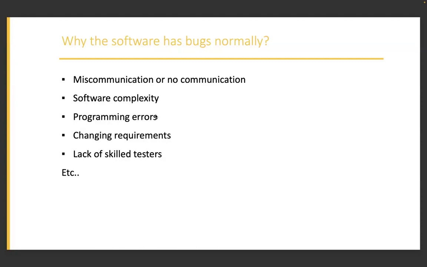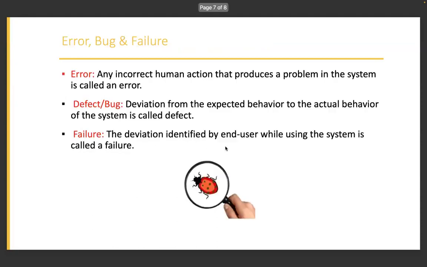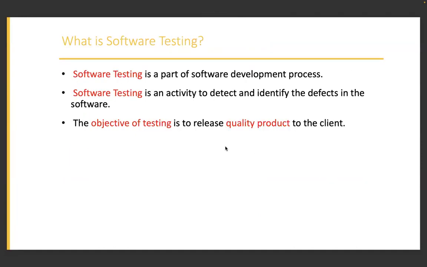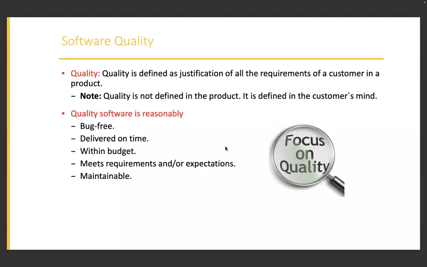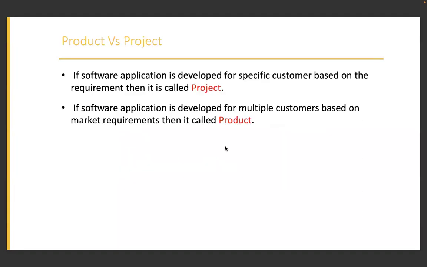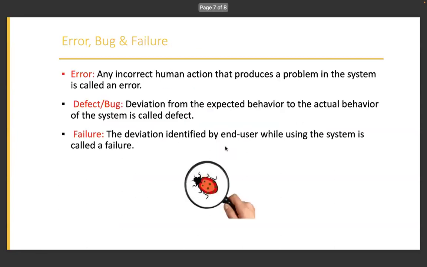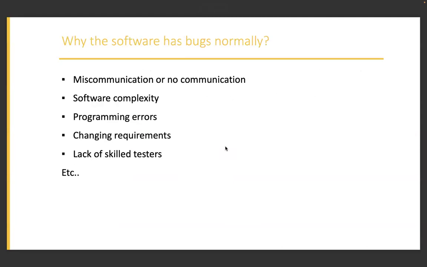Okay, so just to do a quick recap of what we have spoken about today: we spoke about what software is, what software testing is, and what parameters we consider in terms of quality. After that we spoke about the difference between product and project. Why do we need testing? What are the basic reasons for which we do testing? What is the difference between bug, error and failure? And at the end we spoke about why a particular software normally has bugs. So we have covered all these points.